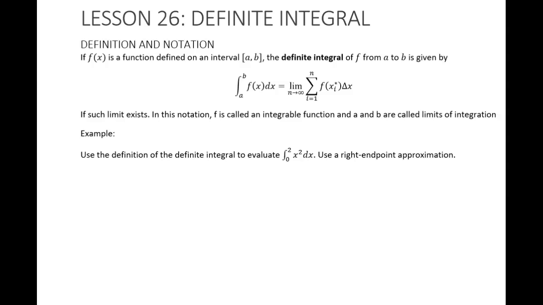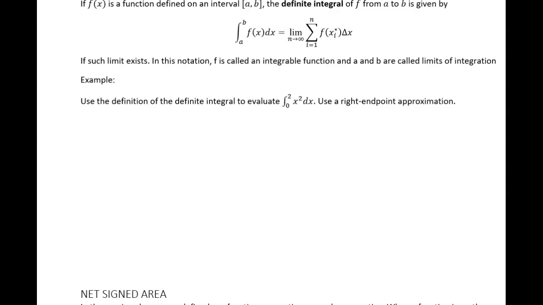For an example, let's use the definition of the definite integral to evaluate the integral from 0 to 2 of x squared dx using a right endpoint approximation. So if we write it out with our definition, we're going to write the integral from 0 to 2 of x squared dx equals the limit as n approaches infinity of the sum from i equals 1 to n.